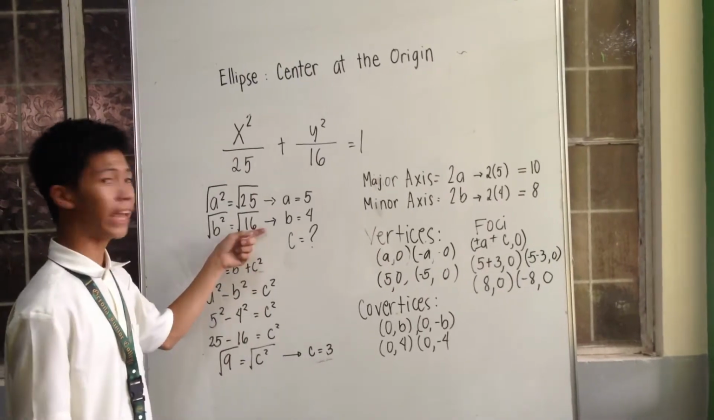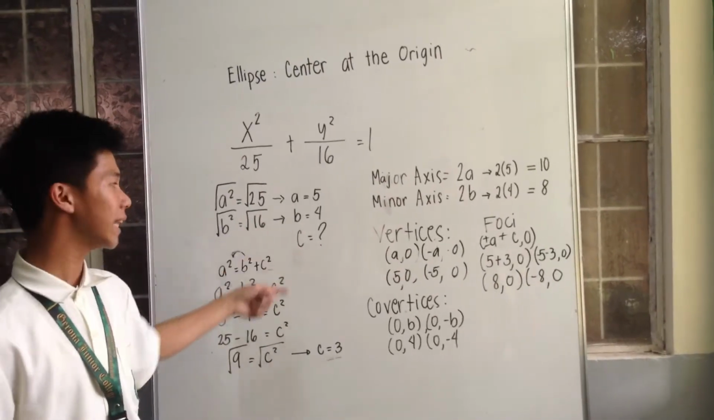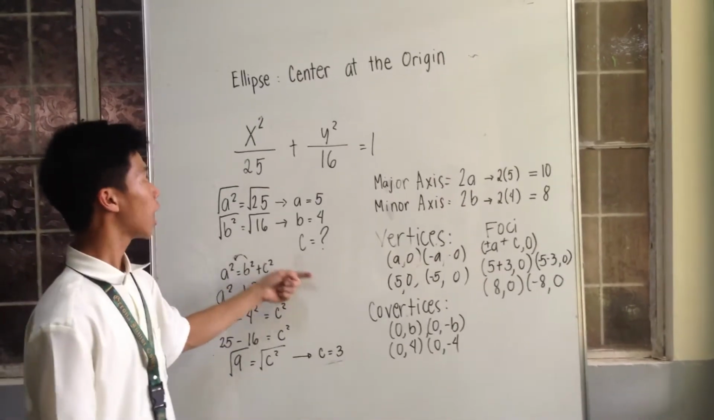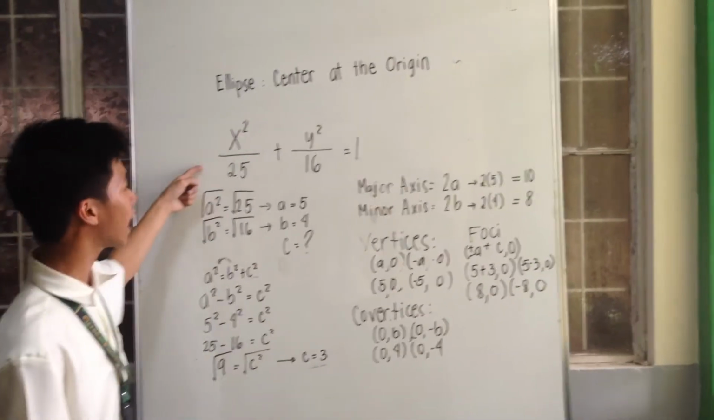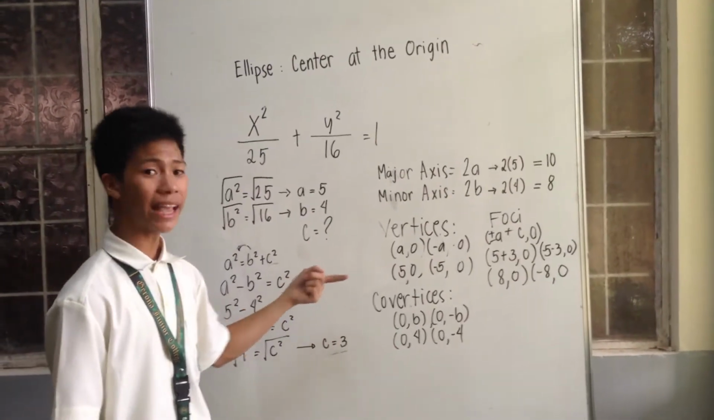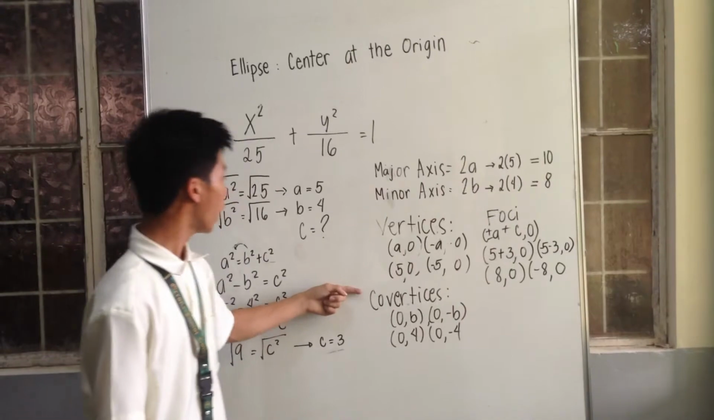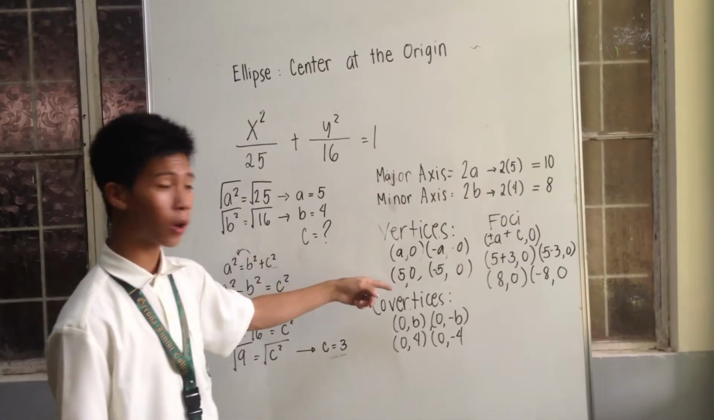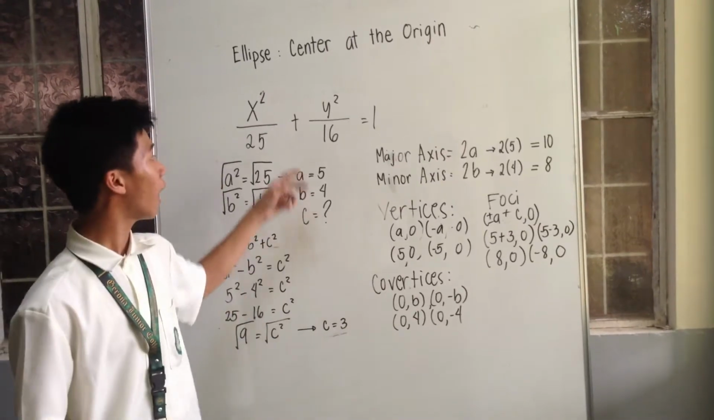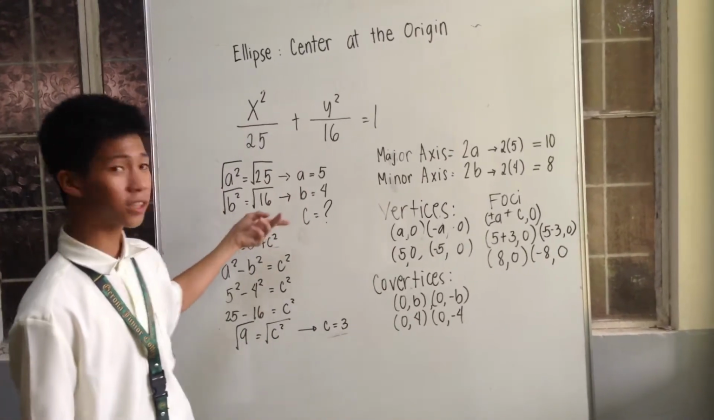Using also the values of a, b, and c, we can easily identify the vertices, co-vertices, and the foci. Since our major axis lies on the x-axis, the vertices will be (a, 0) and (negative a, 0). So the value of a is 5: (5, 0) and (negative 5, 0). And our co-vertices will lie on the y-axis, so we will use the value of b.